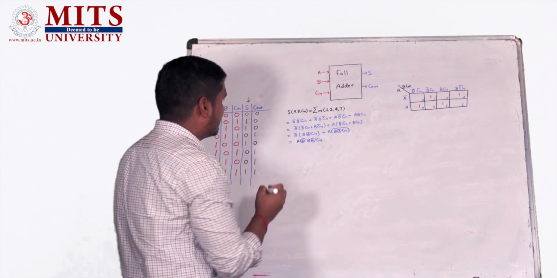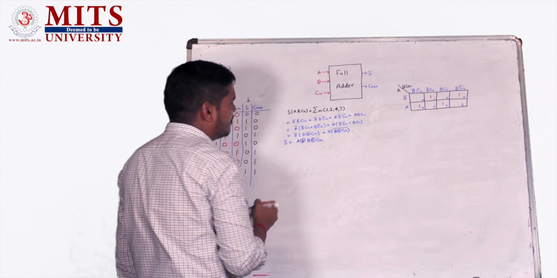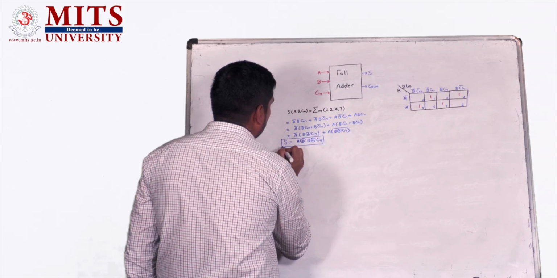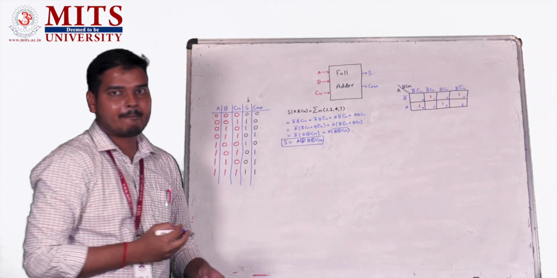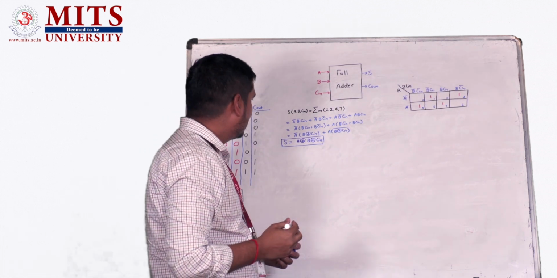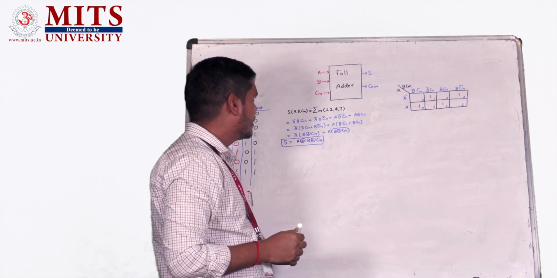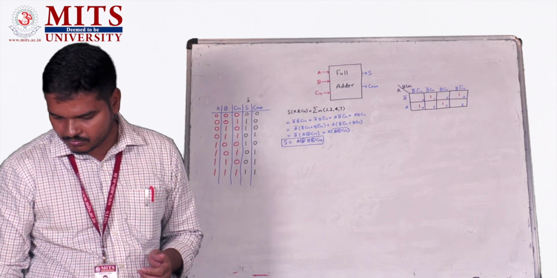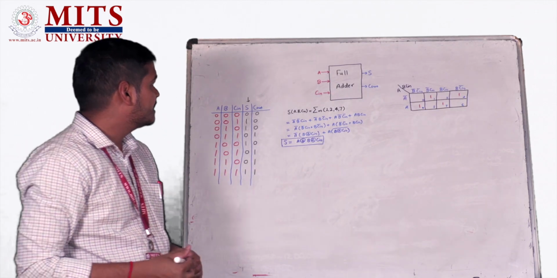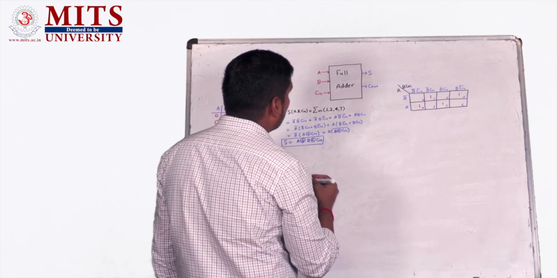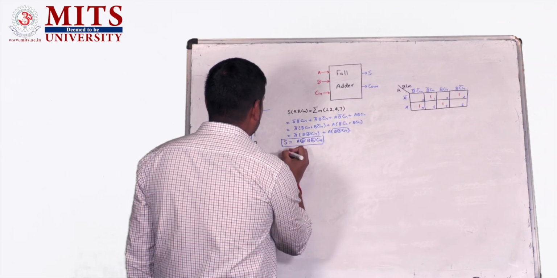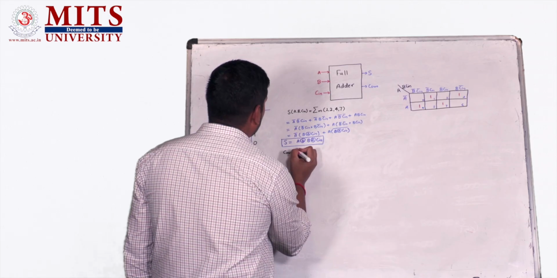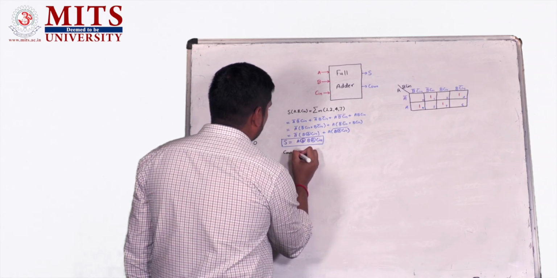So finally the sum expression we have obtained here is A XOR B XOR C in. So this will require a 3-input XOR gate to execute the sum operation. Now let us minimize the Cout expression.